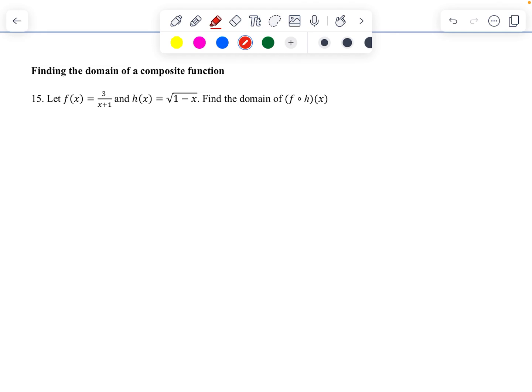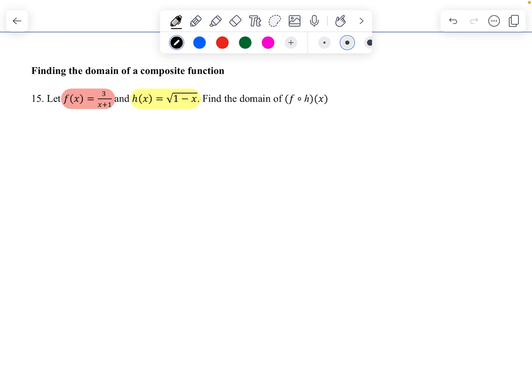Let's begin. Okay, so in this example we have two functions. f of x is equal to 3 divided by x plus 1 and h of x is equal to the square root of 1 minus x. We would like to find the domain of f composed of h of x.